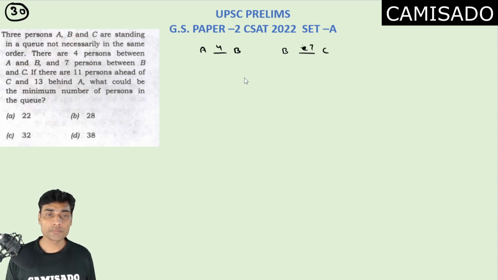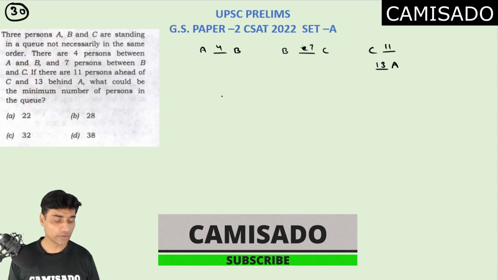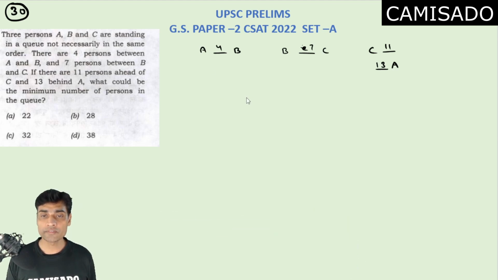If there are 11 persons ahead of C, and 13 persons behind A, what could be the minimum number of persons in the queue? So how many persons are there standing in the queue? Basically we have to arrange them so that these conditions will be satisfied by the given arrangement which we will define.